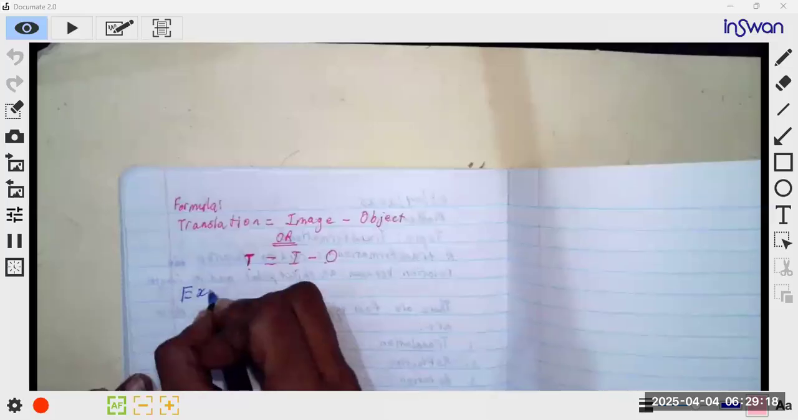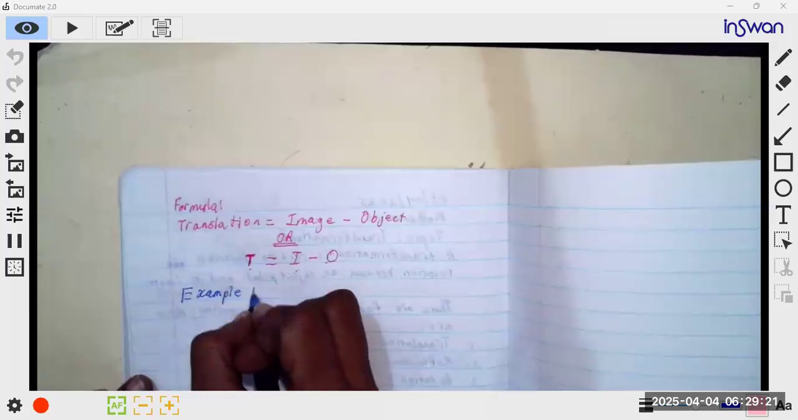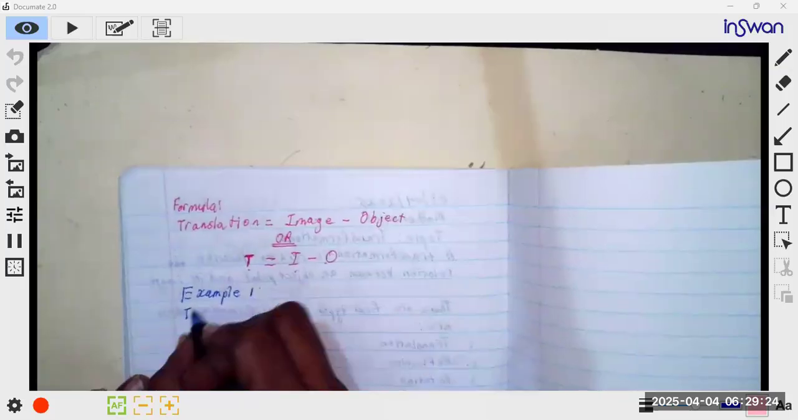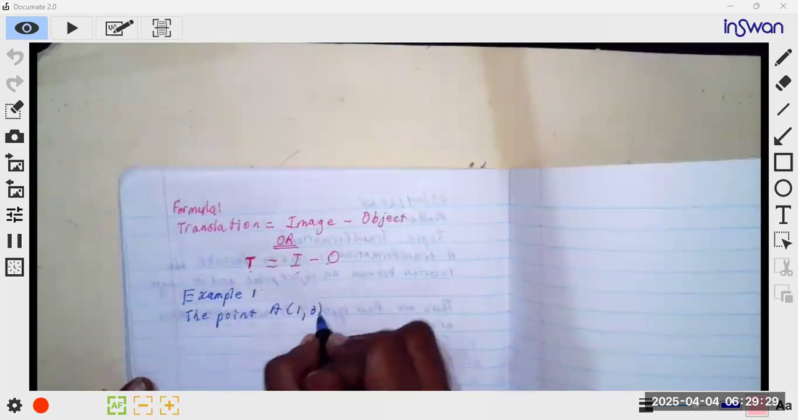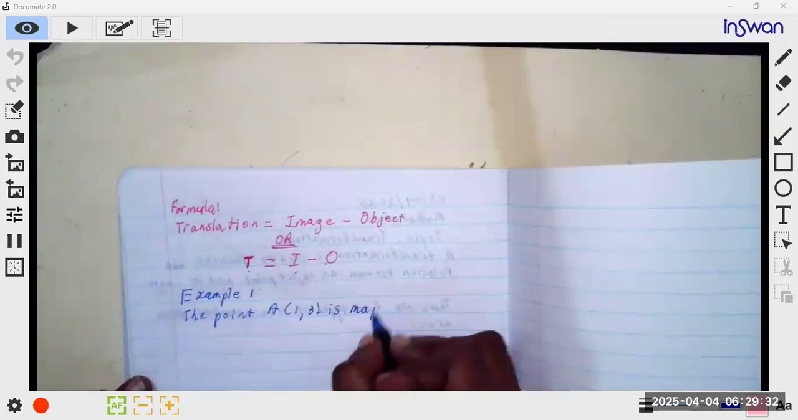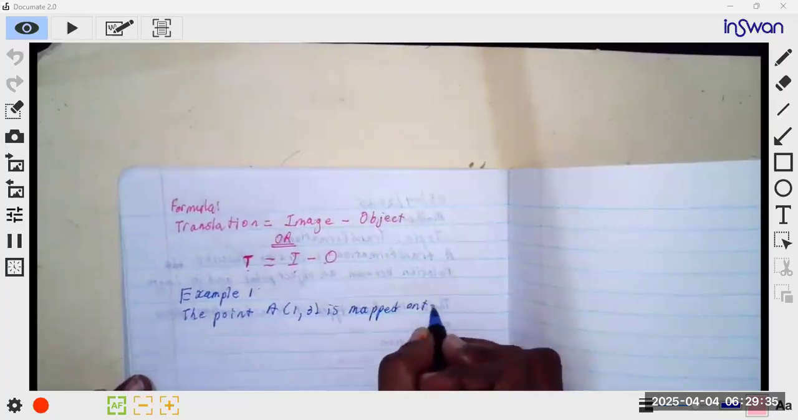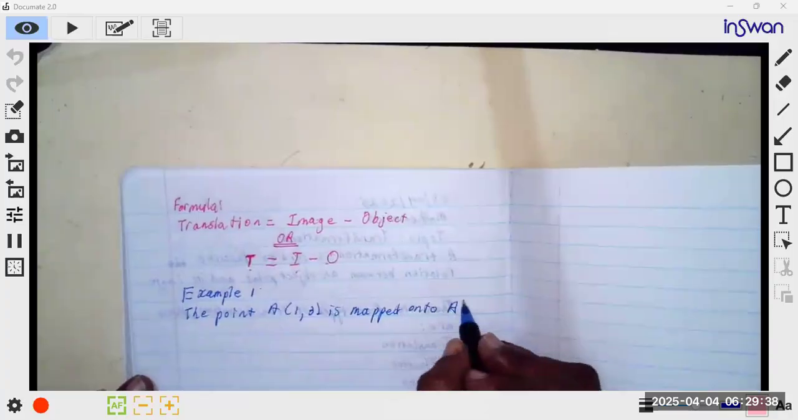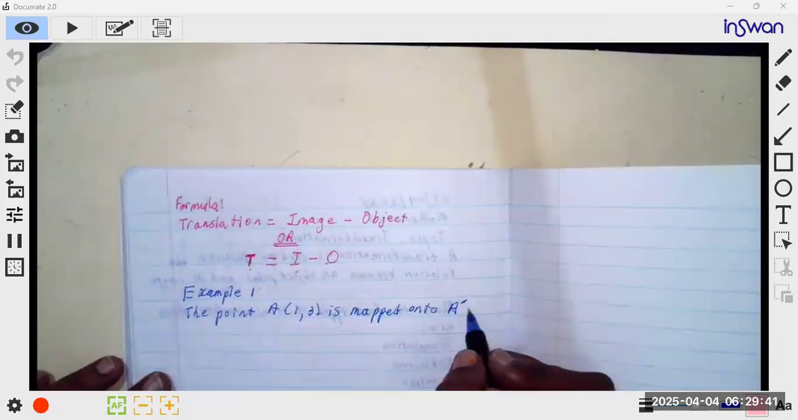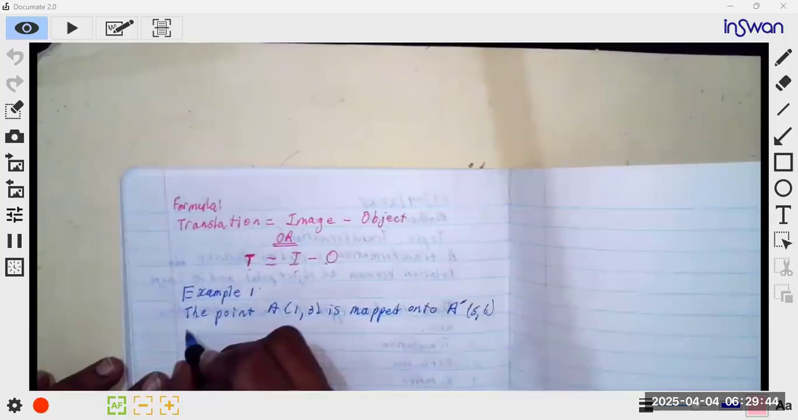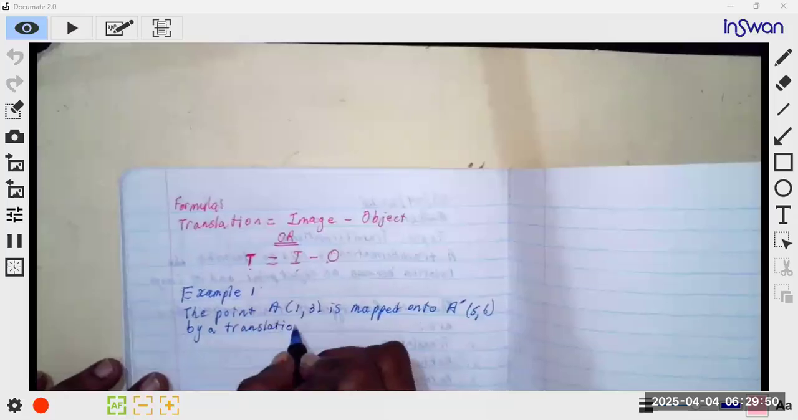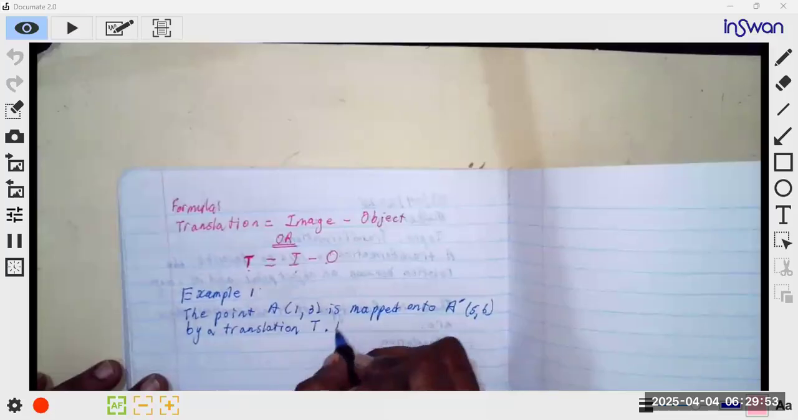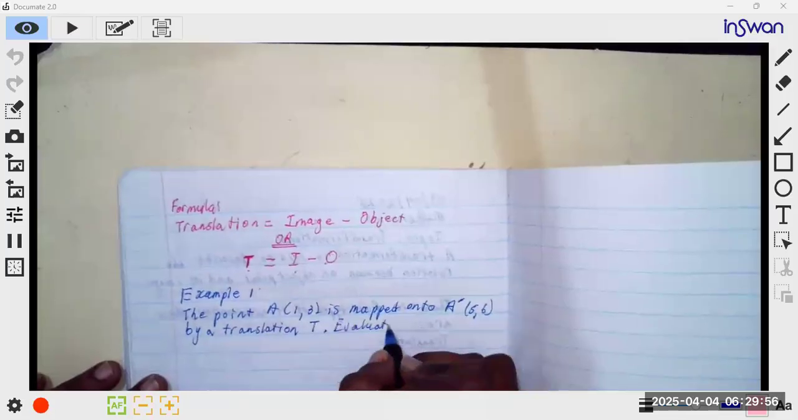So let's use an example for this. Example. The point A (1, 3) is mapped onto A prime, which is what we term your image, (5, 6), by a translation T. Evaluate T.